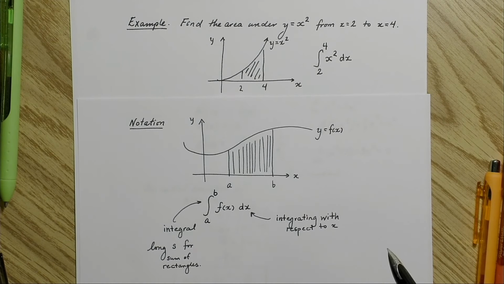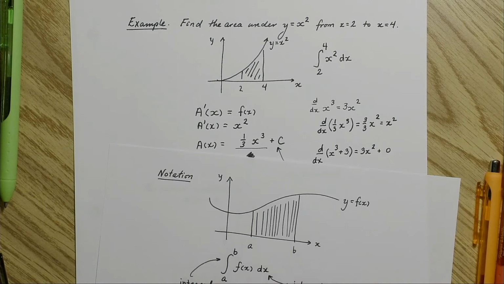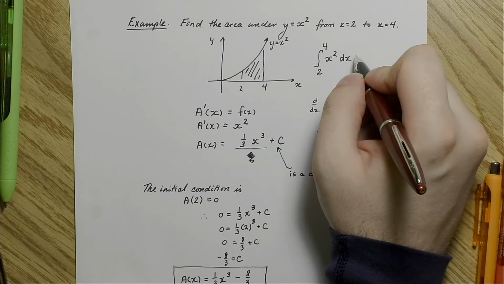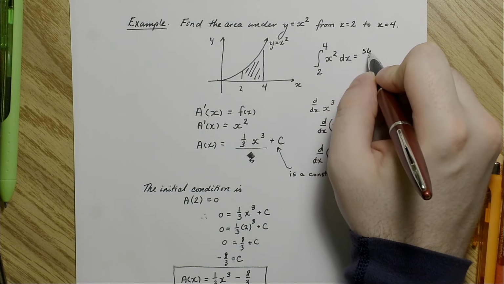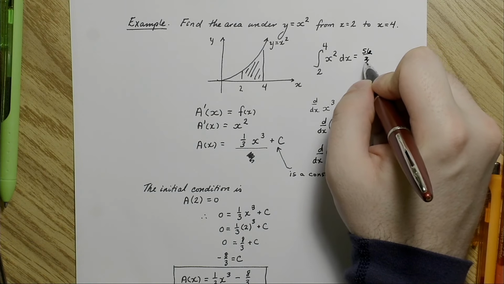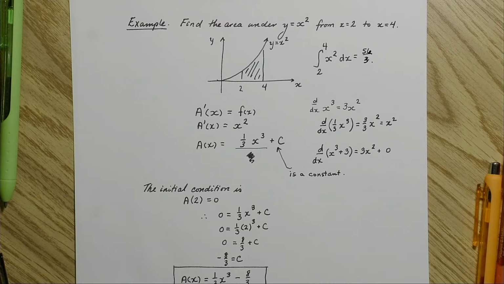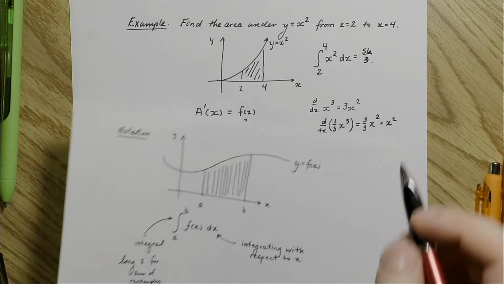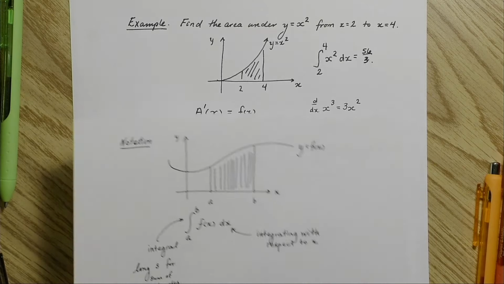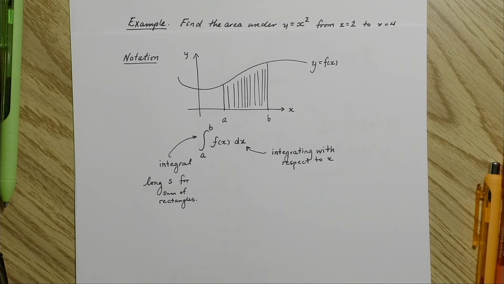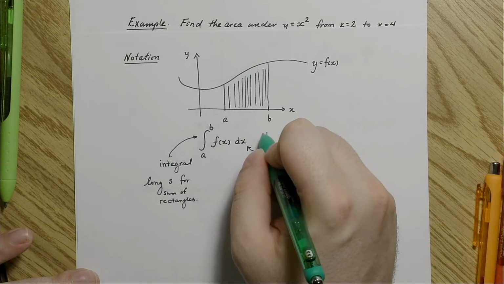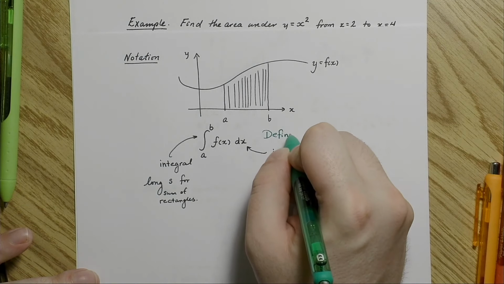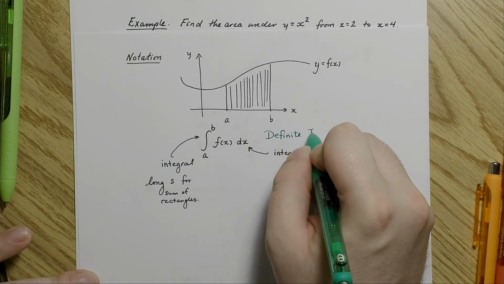And we give this a special term. Oh, and I might as well copy what we found here before. So 56 over 3. We'll check that again later. So this is an integral, and in particular, this is called the definite integral.